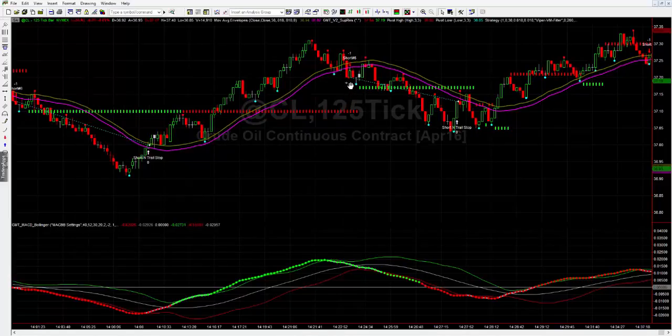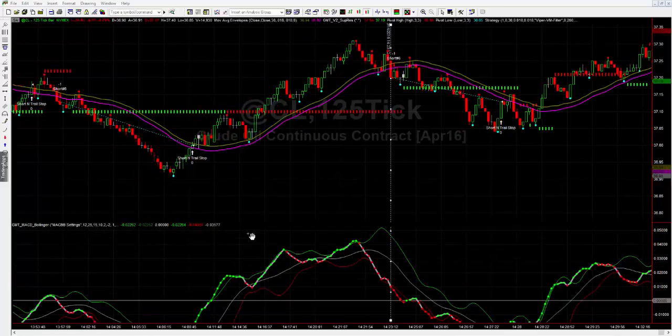You can see that's a bearish bar. So it's a red bar. That gives us our close below. So we can clearly see that we've got a close below the moving average envelopes.